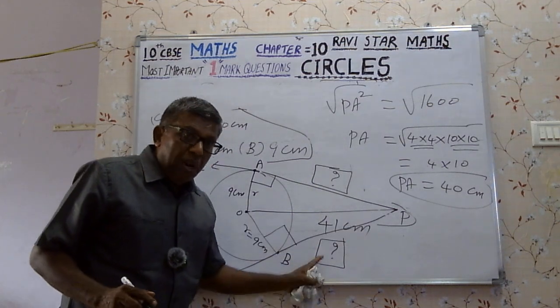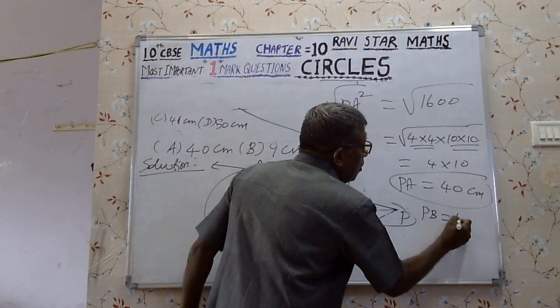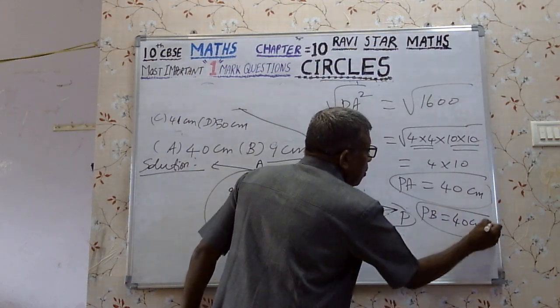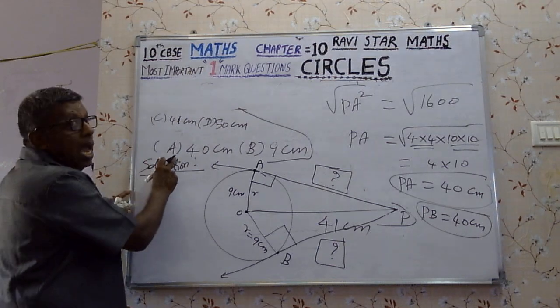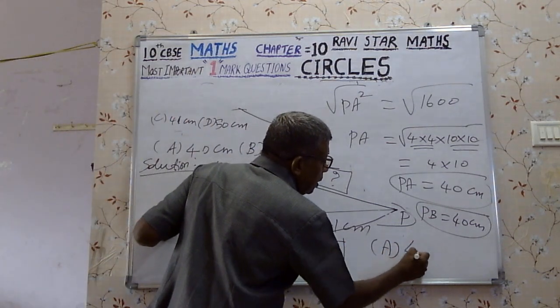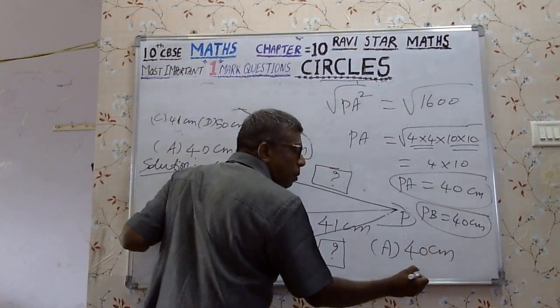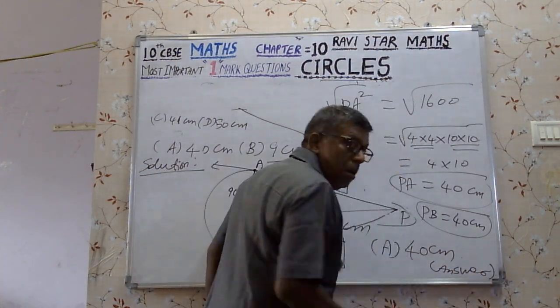Similarly, PB is also 40 centimeter. The answer is option A, 40 centimeter. Problem completed.